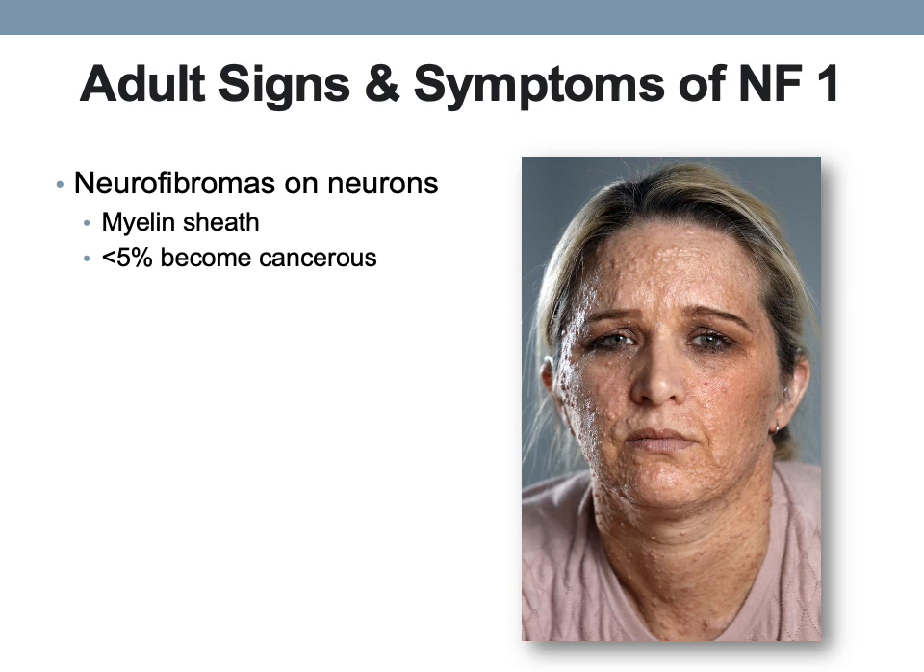You can see on this individual, the photo on the right of this young lady, where she has fibromas all over her face, and that's just a picture of her face. Her entire body is covered with these fibromas that represent like little bumps. These are tumors of the myelin sheath. Now, for the most part, these are benign, but about 5% of these types of tumors can become cancerous.